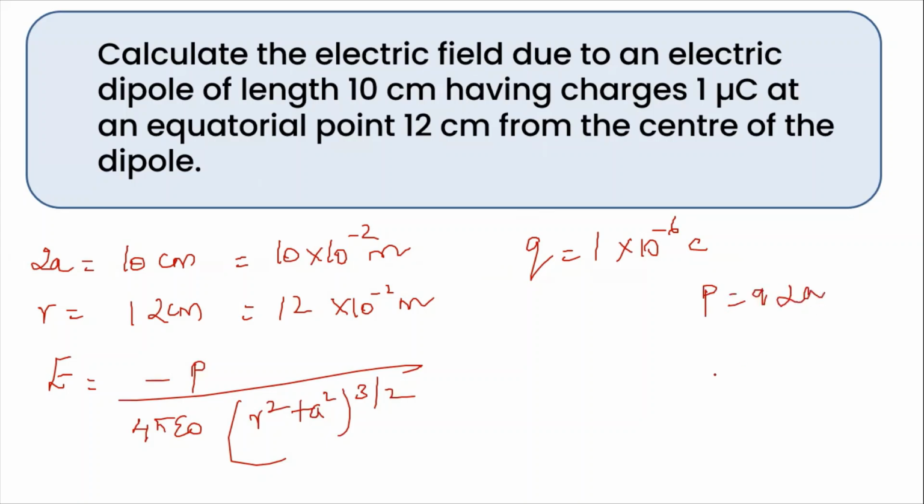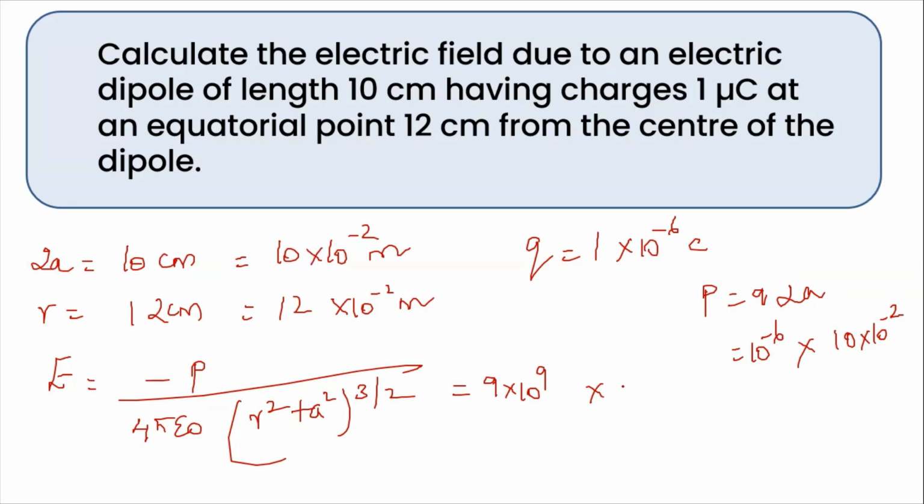Right? Okay. Now P is equal to Q into 2A. So what is your Q here? 1 into 10 power minus 6, that is equal to 10 power minus 6. And what is the value of 2A? 10 into 10 power minus 2. Okay, so substitute these values here. And 1 by 4 pi epsilon naught is 9 into 10 power 9, as we have seen in the previous sums. While you are doing the sum, it is not necessary to take the minus sign, because you will be indicating the direction using direction vectors. So 9 into 10 power 9 is for 1 by 4 pi epsilon naught.